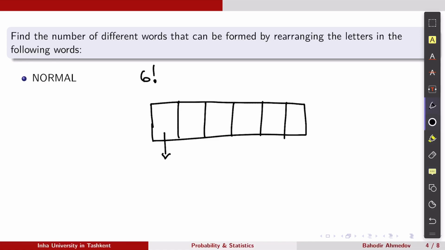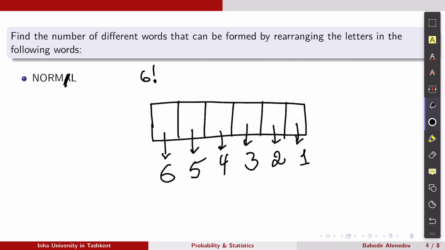So either N or R, M, A, or L. So you can just put any of the 6. So 6 letters. If you decide to use, for example, this A in the first position, you can't use this anymore, which means that you can use only 5 options at the second position, and consequently, 4 options on the third, 3 options on the fourth, 2 options on the fifth, and only 1 option on the sixth.